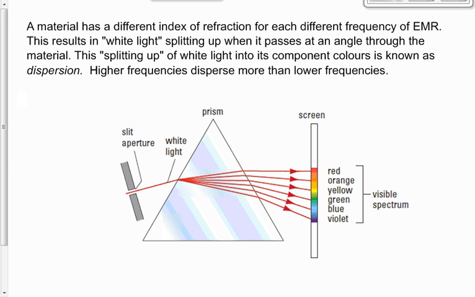Now, what's this? Looks like a rainbow, doesn't it? It's exactly what it is. Yes, it is. Pink Floyd, huh?